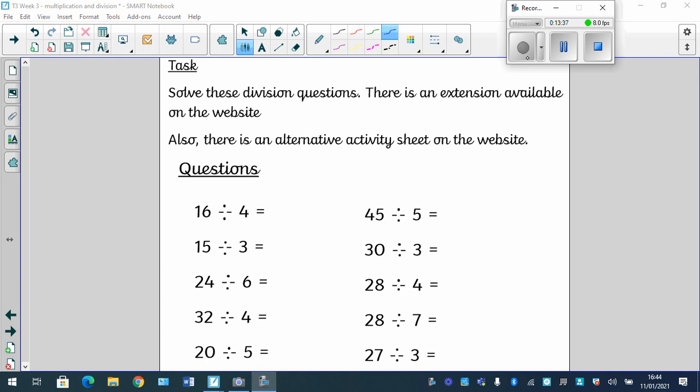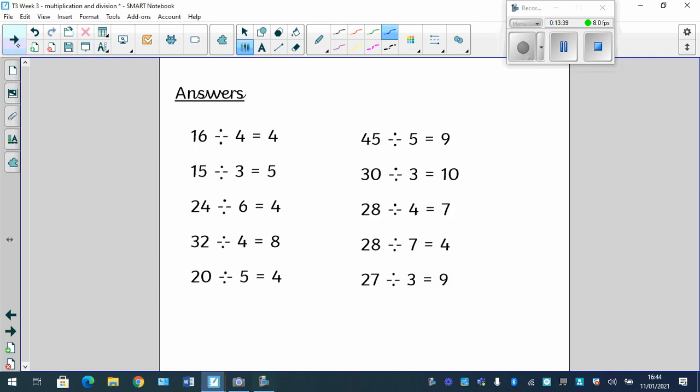Okay, here are your answers coming up. 16 divided by 4 equals 4, 15 divided by 3 equals 5, 24 divided by 6 equals 4, 32 divided by 4 equals 8, 20 divided by 5 equals 4, 45 divided by 5 equals 9, 30 divided by 3 equals 10, 28 divided by 4 equals 7, 28 divided by 7 equals 4, and then 27 divided by 3 equals 9. How did you get on, boys and girls? I'm sure you did a great job.